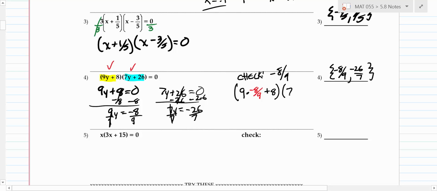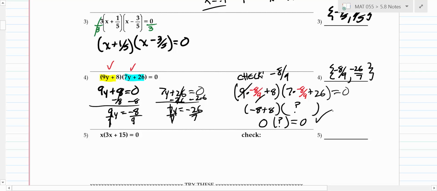Then the second factor, you have 7 times negative 8/9, and then plus 26 like that. Now you're going to see if that gives you 0. Here's the deal. Look at this right here. What happens to the 9s right there? They cancel out, right? And you don't even have to work out the rest of this. You just see, that's negative 8 plus 8. Who cares what this is? I don't even care what that is because isn't that just 0? And 0 times whatever that is 0. So you would do the same thing with the negative 26/7.